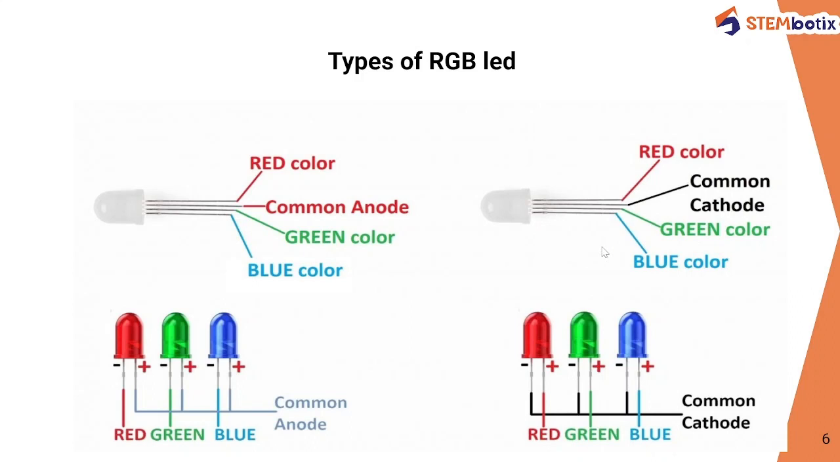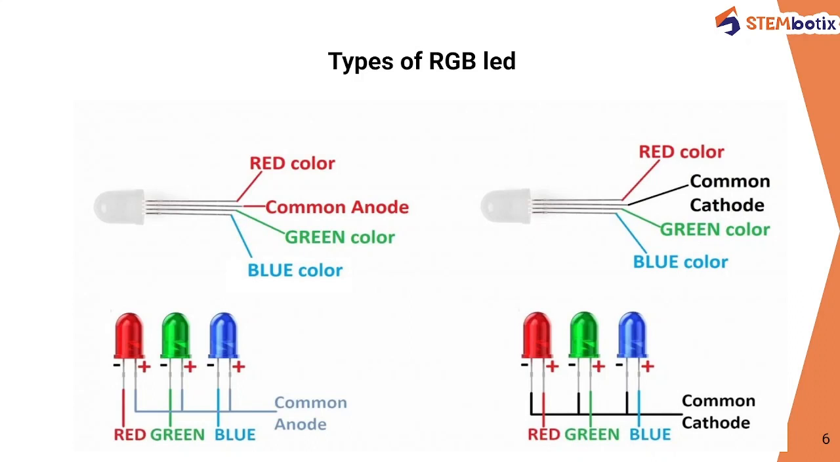Let's see how to light up the common cathode LED. To light up a common cathode RGB LED, you have to connect the common terminal to the negative terminal of the power source. Then to light up the red color, connect the red terminal to the positive terminal of the power source. It will work in the same manner as the common anode RGB LED.